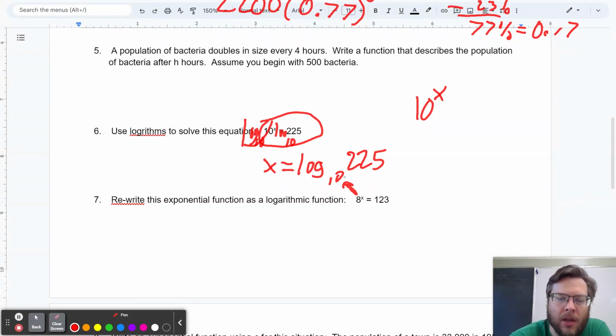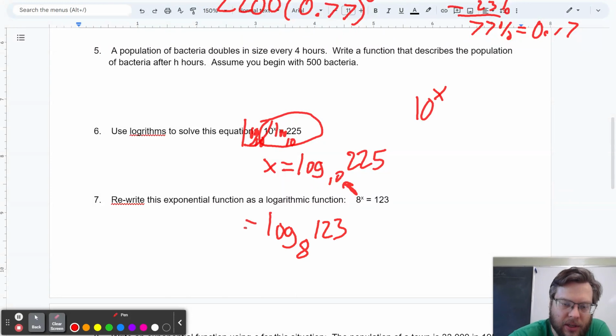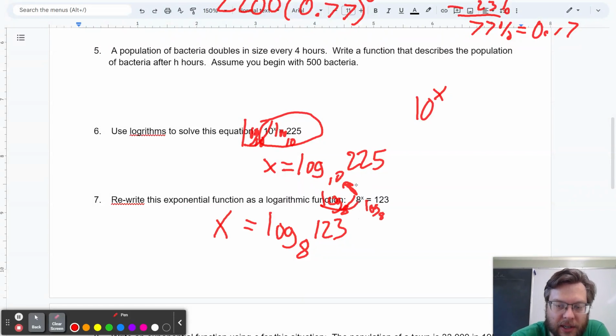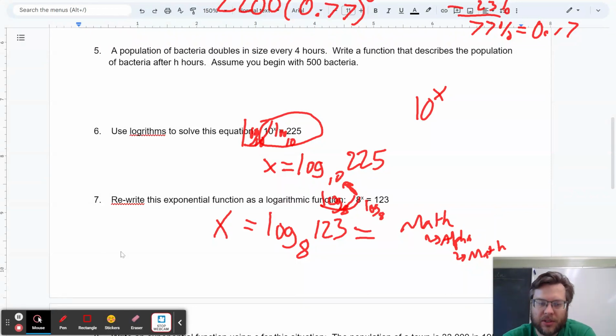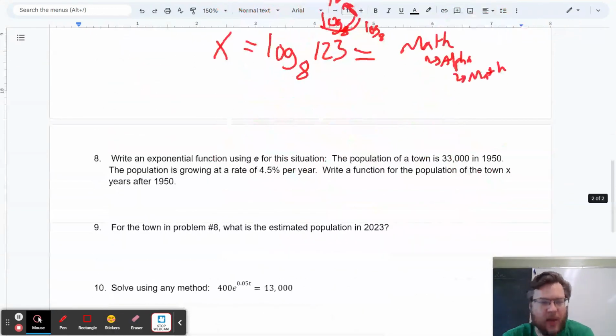Okay. Same idea on this next one. I'm just going to write it as log base 8 of 123 equals x. What did I do there? I did the log base 8 of the left side, and I did the log base 8 of the right side. Logarithms cancel bases. If you had to type that into your calculator, you would press the math alpha, which is the green button, and then math, and you'll be able to type in log base 8. If that doesn't work during the test, just ask, and we'll make it work.